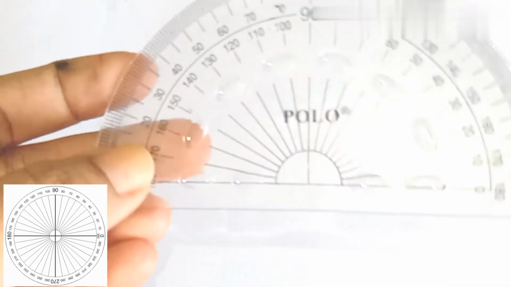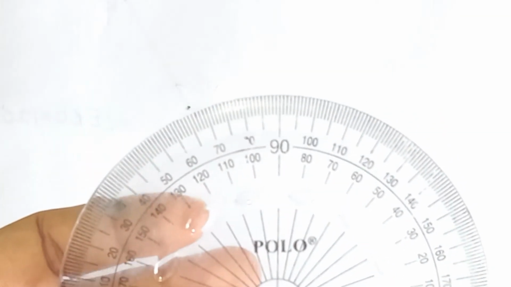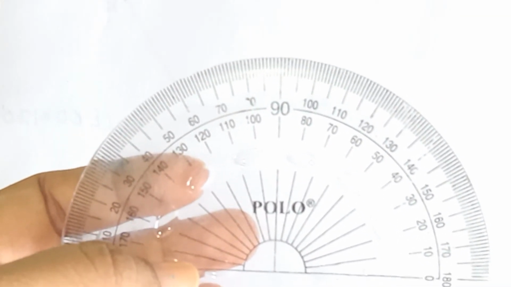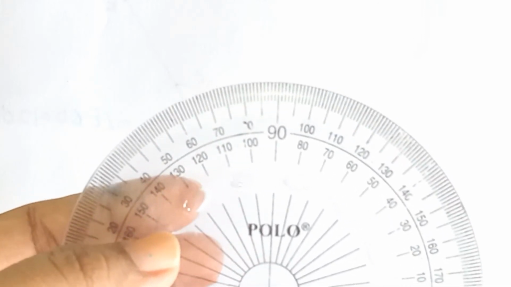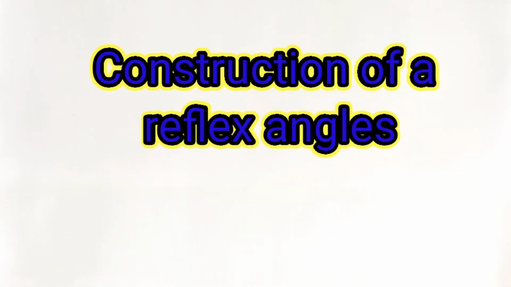Okay, now suppose you don't have that scale, you are having this scale. How will you construct an angle which is a reflex angle? You know, a reflex angle measures more than 180 degree. So let us see the example of a reflex angle. Now we will see how to construct a reflex angle.